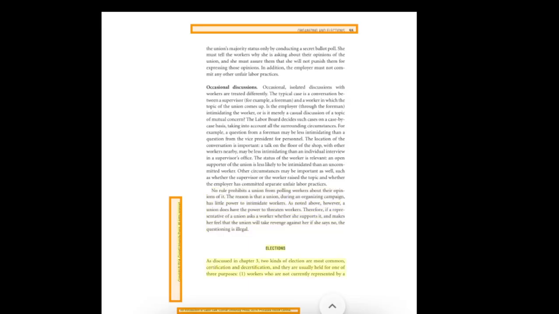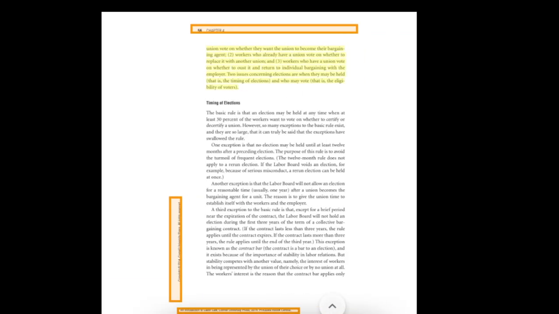Elections. As discussed in Chapter 3, two kinds of election are most common, certification and decertification, and they are usually held for one of three purposes. 1. Workers who are not currently represented by a union vote on whether they want the union to become their bargaining agent. 2. Workers who already have a union vote on whether to replace it with another union. And 3. Workers who have a union vote on whether to oust it and return to individual bargaining with the employer. Two issues concerning elections are when they may be held, that is, the timing of elections, and who may vote, that is, the eligibility of voters. Timing of elections.